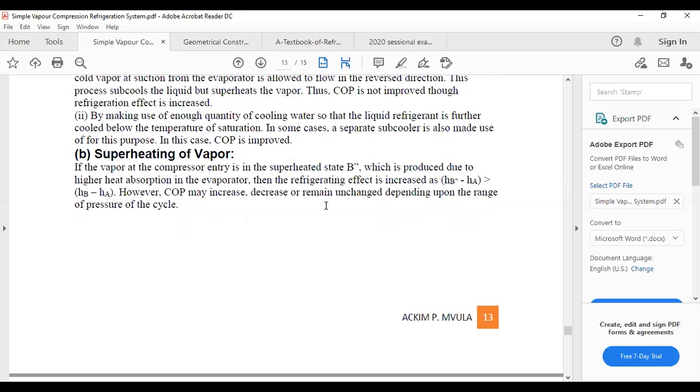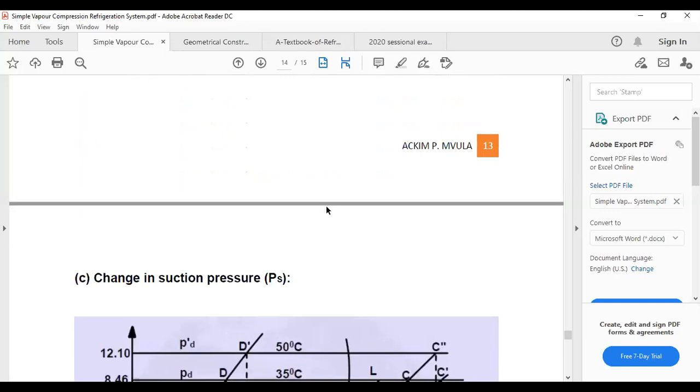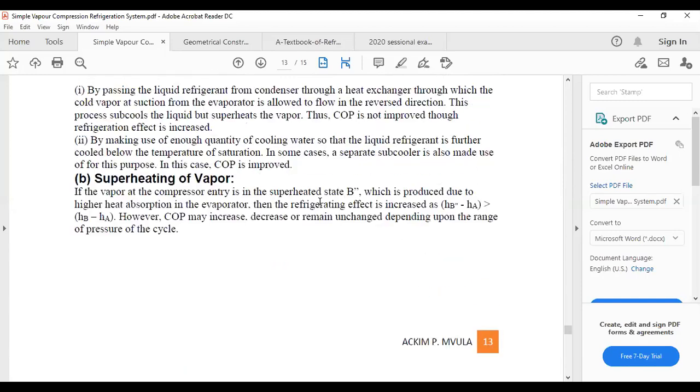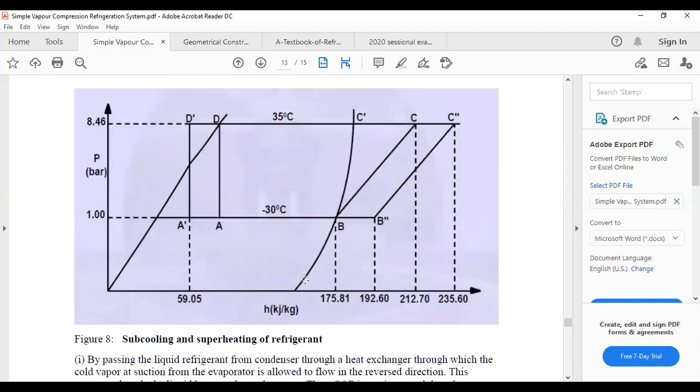So meaning that it doesn't enter the compressor as saturated vapor, but it will enter as superheated vapor. Okay, this is the one. So we have the initial diagram A, B, C, D, and then you want to superheat this refrigerant, meaning you provide more heat.